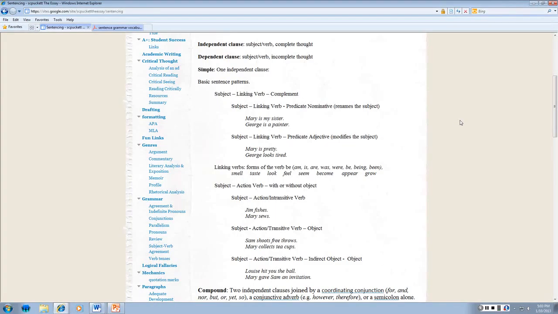Notice that linking verbs are the forms of the verb be, and other verbs listed there: smell, taste, look, feel, seem, become, appear, and grow, that we often use as linking rather than action, as in he seems tired or he looks sick. Those are not actions but linking verbs. And then under action verbs, with or without an object. An intransitive verb has no object. A transitive verb does. Think in terms of what is receiving the action of the verb.